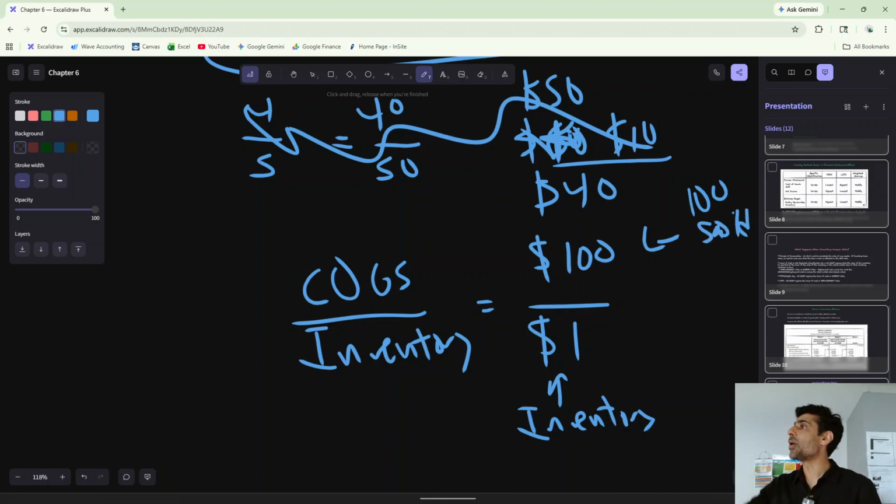So that means that I turned over my inventory 100 times. Okay, so this is the intuition behind what this calculation is trying to get at.